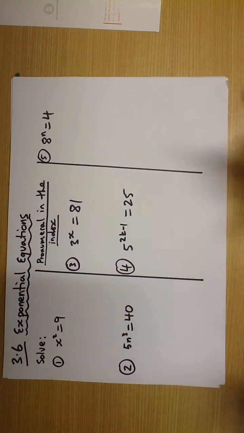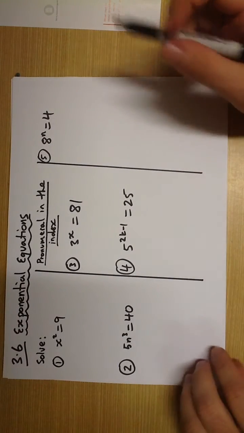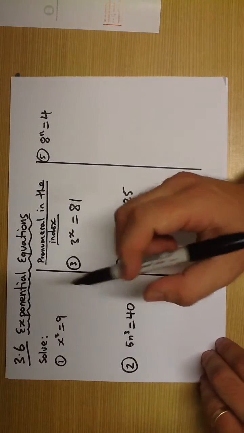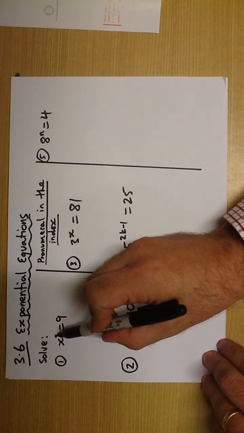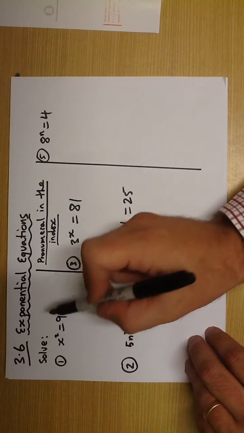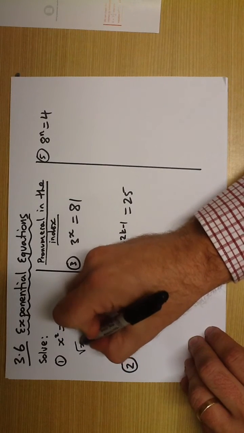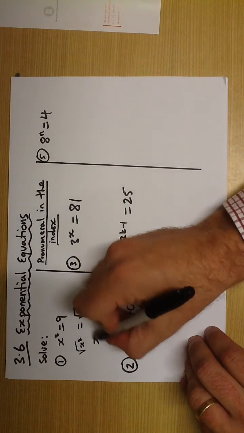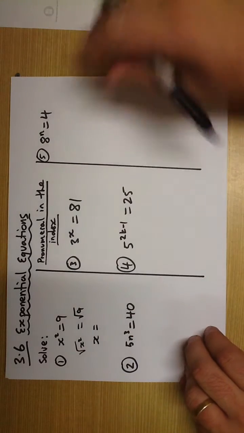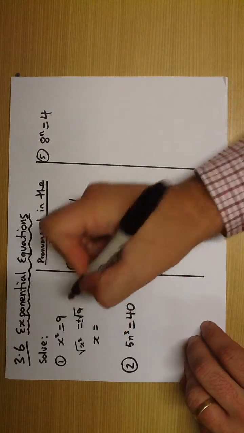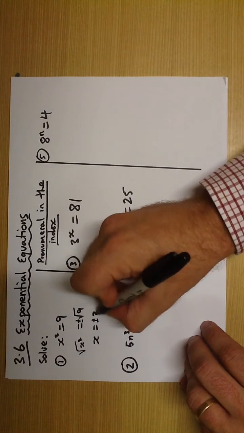Okay, here we go. So we're looking at exponential equations. Let's have a look at the first one. The first one is solve x squared equals 9. If you notice, you've got a pronumeral and you've got an indice. So the opposite of squaring is square rooting. So we get x equals plus or minus root 9, which equals plus or minus 3.